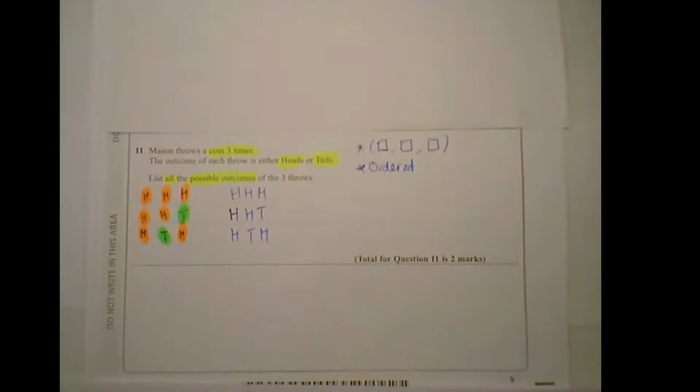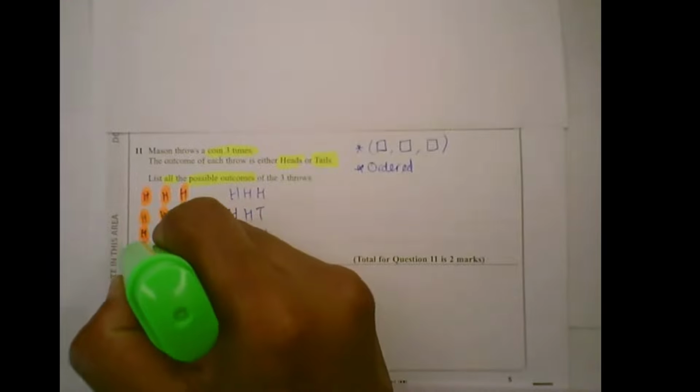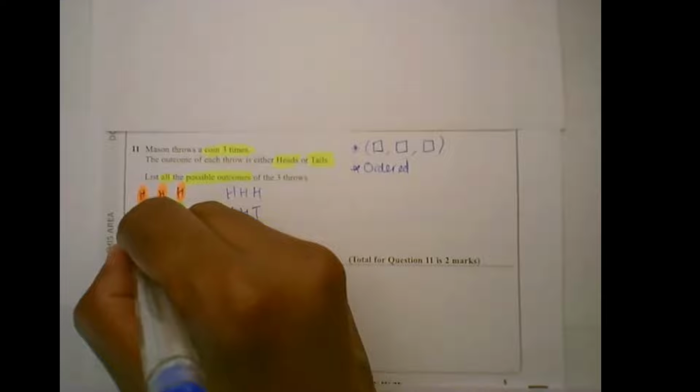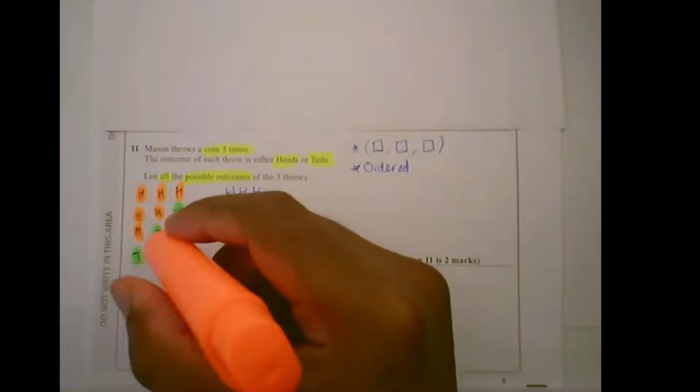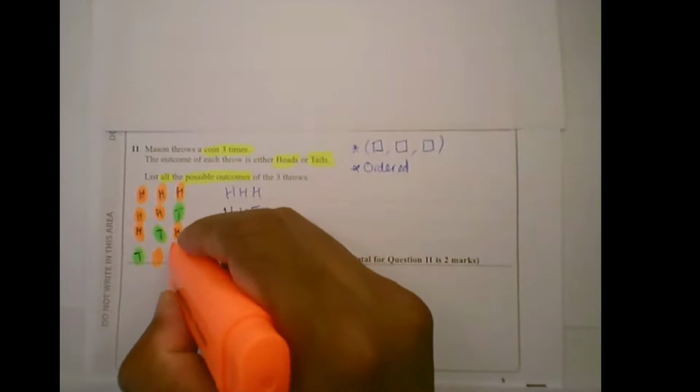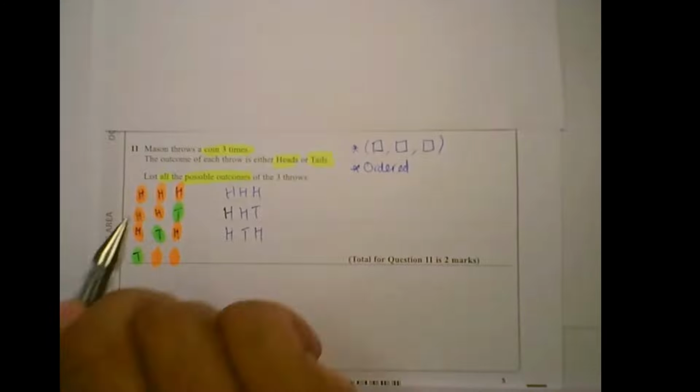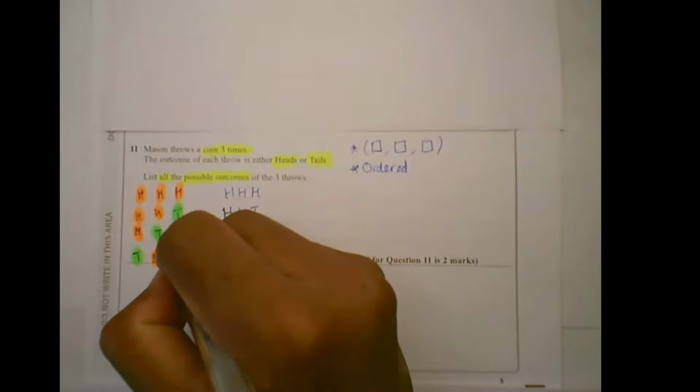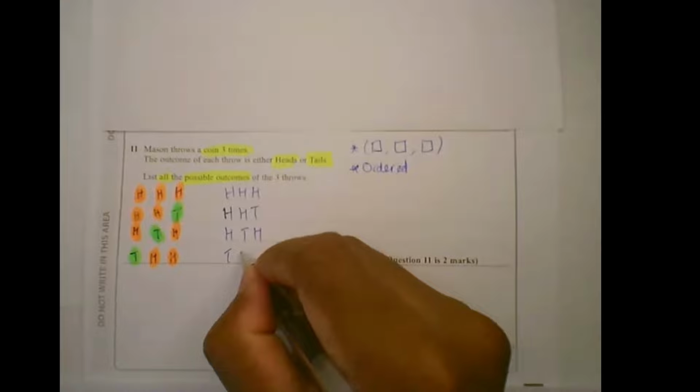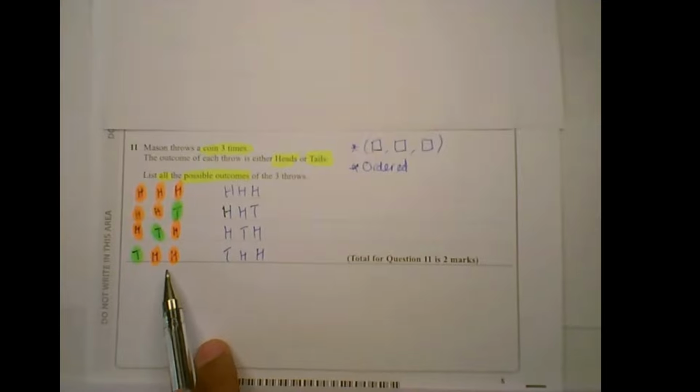Okay, now I go to the next one. So instead of having heads first, I'm now going to have tails. So I've got tails, then I've got a head and another head. Tail, head, and head. And now if I swap these two round, they're the same outcome. So this doesn't really change. So this is what I've got here.